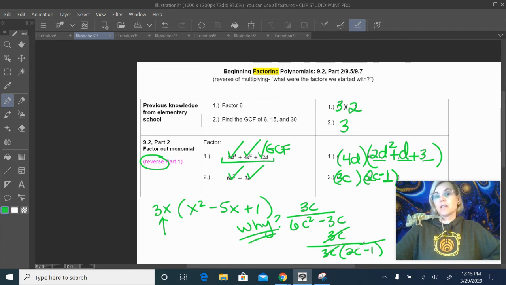Here's the other thing it does. We know we cannot take a number and divide by 0. So essentially what we're saying is that this cannot be equal to 0. If I stuck in c equals a half, this would make it equal to 0. So by doing this, I also know that c could be all real numbers, but it cannot be equal to a half.